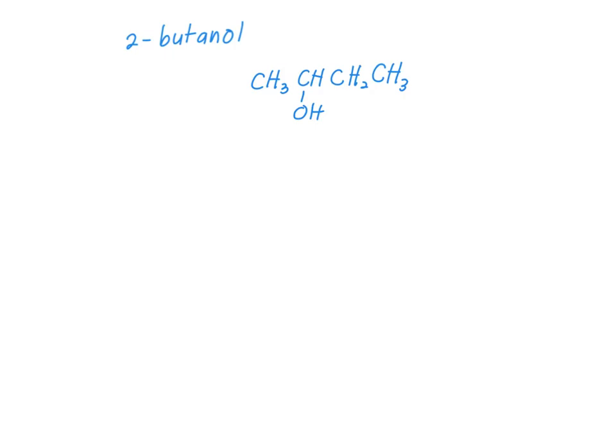So we first have to draw the expanded structure for CH3, CH2, CH3. So this is the expanded structure of 2-butanol. The fourth carbon is bonded to H, H and H. I'm going to check the first carbon. It is bonded to the same atoms, H, H and H. So the first carbon cannot be classified as a chiral carbon.